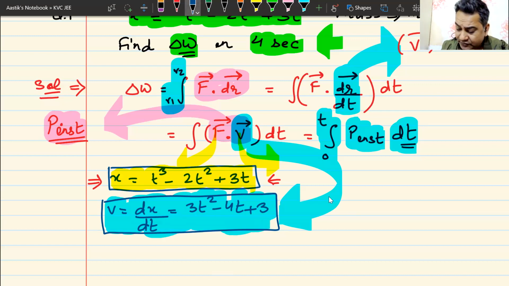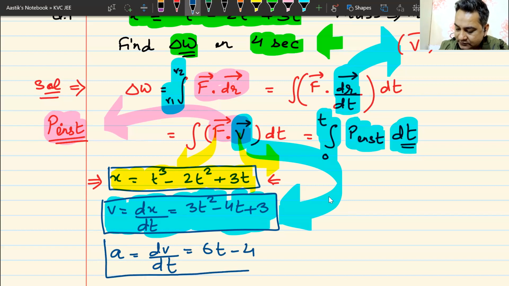I differentiate it once more. dv by dt. Well done. I have someone talking, that is great. So I differentiate it once more, dv by dt. Simple steps. So it becomes 6t minus 4. Well done. Good. So now I have my second step.